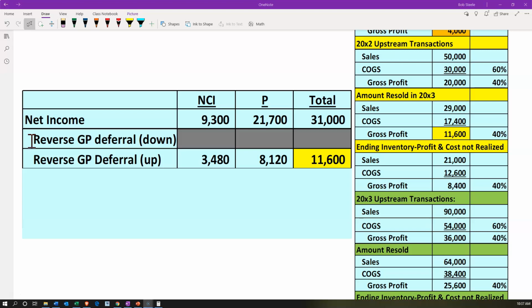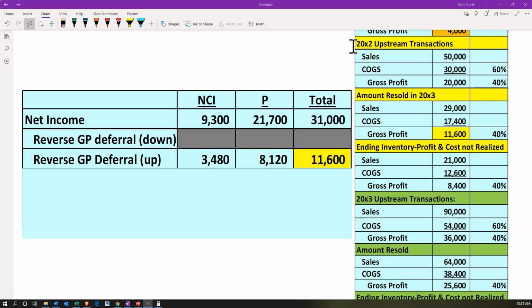So reverse the gross profit, and that's going to be our first item. The first one, we don't have any for the reverse gross profit deferral down. Notice we've got the down and the up basically for the prior year. That's going to be the first two. Down being sales happening from P to S, the up, sales happening from S to P. And this is going to be our unusual one because we did have a 2000X2 upstream transaction that went from S to P last year, and therefore would be in the ending inventory, and therefore the beginning inventory in the current year, 2000X3.